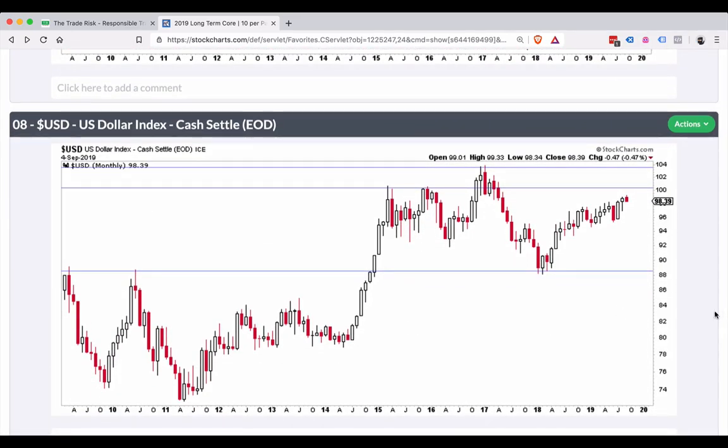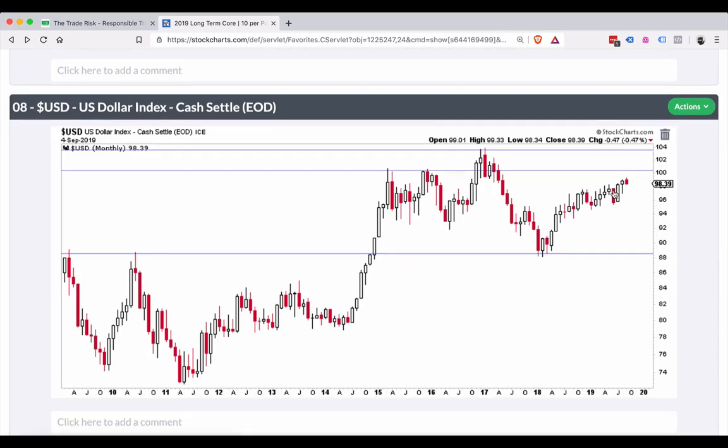This is the cash settled index. This year, I don't really have any other new insightful comments except for the fact that we continue to grind higher here. So the bull market in the dollar is still just up and to the right, moving back up towards the 2016, 2017 levels.